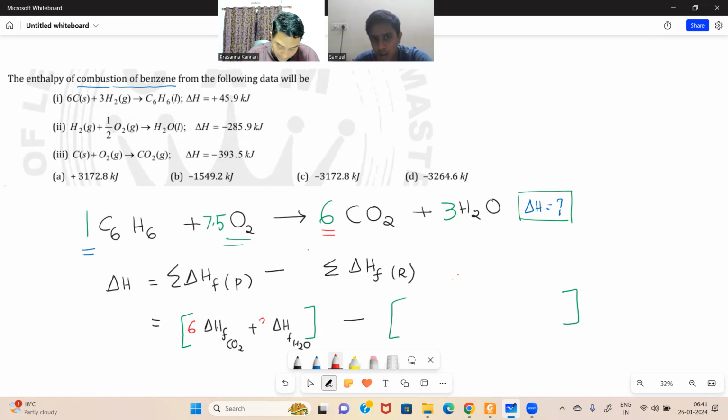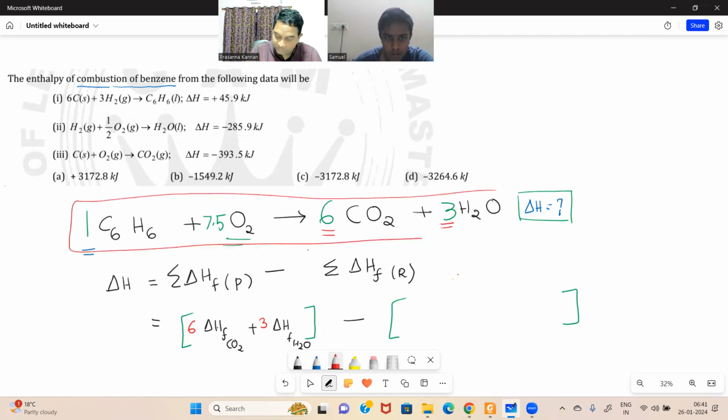Very good. Do you understand that if you don't get this equation right, going forward, it will be wrong? So it's extremely important you get the equation right. Good. Now tell me, so what are the reactants? Benzene and oxygen.